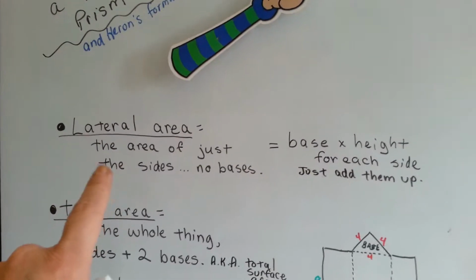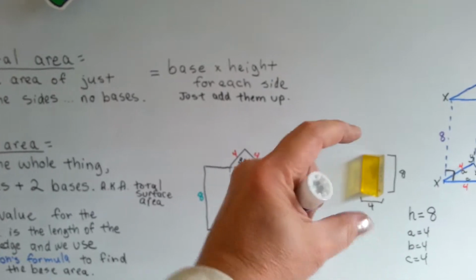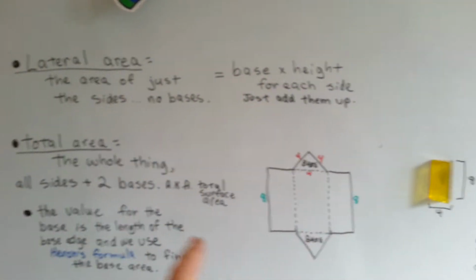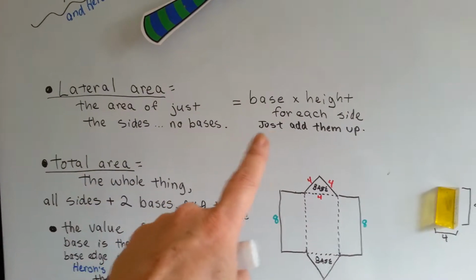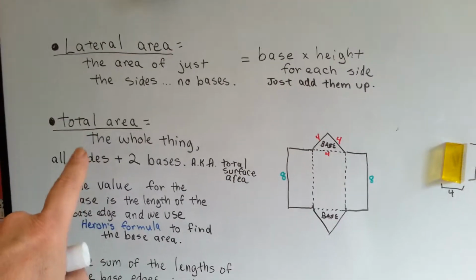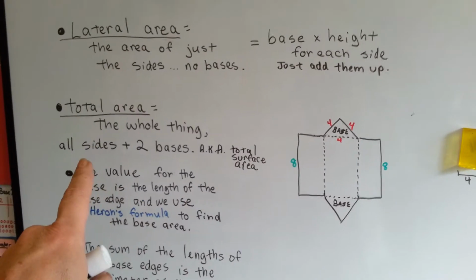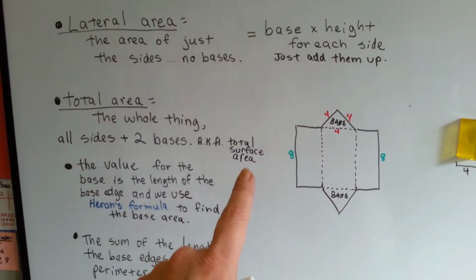For lateral area only, that means just the sides. No top and bottom, just these sides, okay? No bases. It's just base times height for each side. You just add them up. Very simple. Now for total area, that includes the top and the bottom, you need all the sides plus the two bases. That's the total surface area.